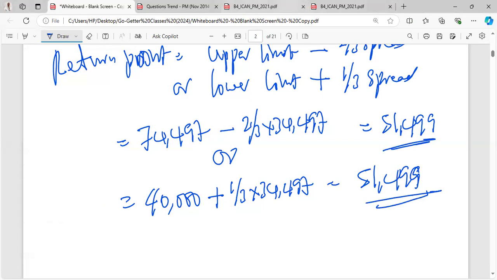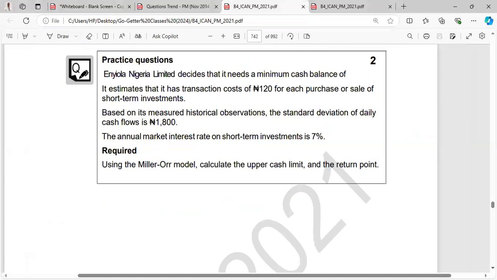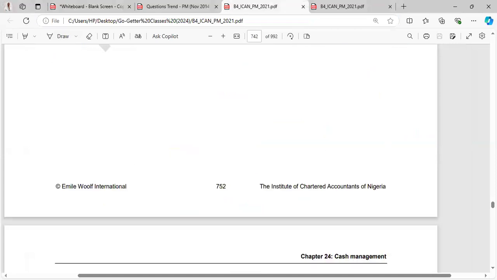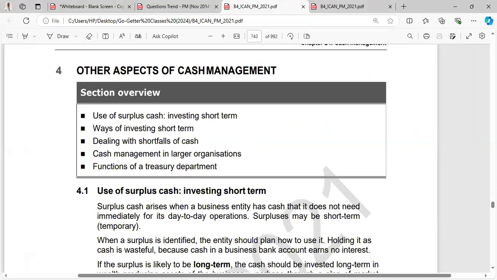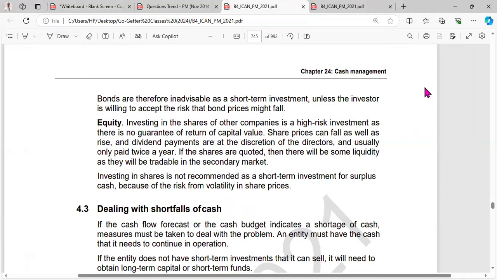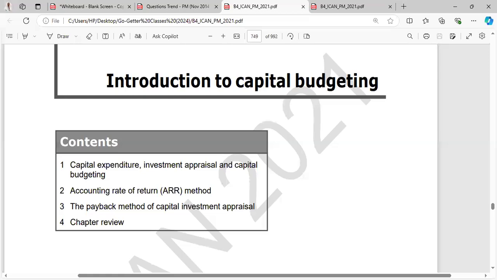Now that's it. I wanted us to look at another aspect of, let me see. No, it's not here.